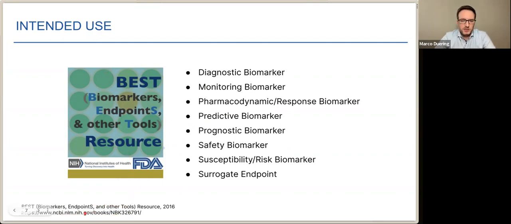But your task is really, if you start validation, to make up your mind what kind of marker you are actually validating. And for today, the use case or intended use that we are going to cover is the surrogate endpoint. So an imaging marker that can be used to determine the efficacy of a treatment and can possibly also replace a clinical endpoint for drug approval.